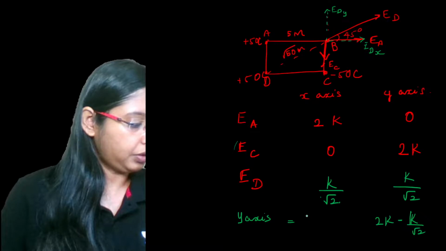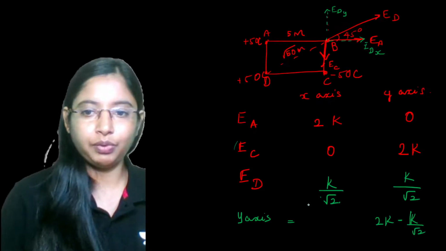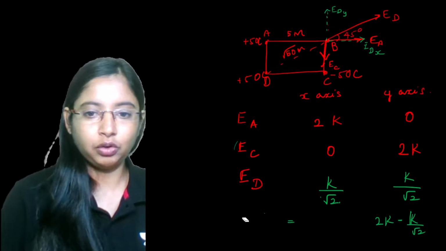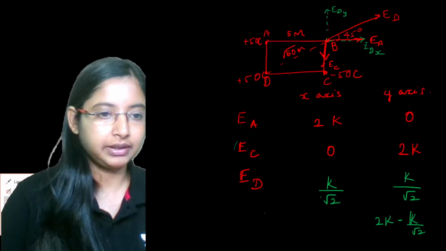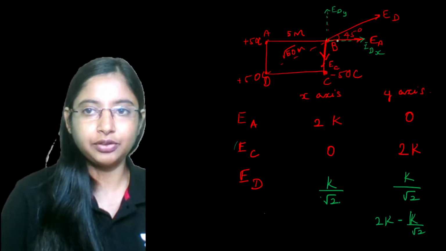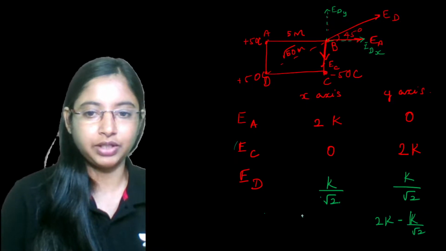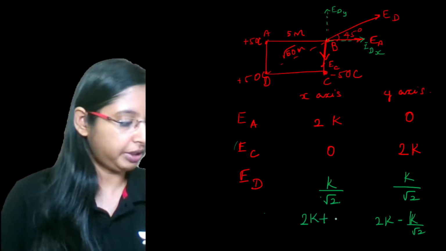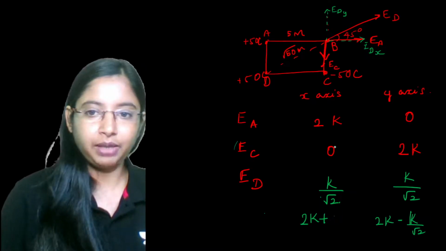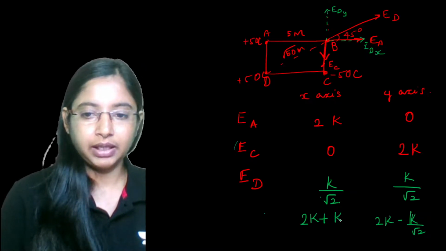Okay, now if I want to find the total component along the x-axis, in this case we have a 2K component going in this direction, and there is another component, the x component of this one, going in this direction again. Both of them are going in the same direction. For the x component we will have to add, so this will be 2K plus 0 plus K by root 2.